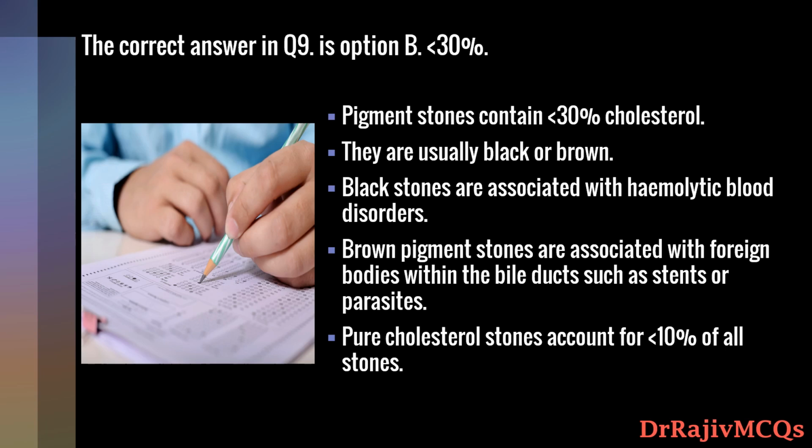Brown stones contain cholesterol mixed with calcium bilirubinate, calcium palmitate, and calcium stearate. Brown pigment stones are associated with foreign bodies within the bile ducts such as stents or parasites. Pure cholesterol stones account for less than 10% of all stones, and they always contain more than 70% cholesterol by weight. These stones are usually multiple and of variable sizes. They may be hard or soft, faceted or irregular, or mulberry shaped.